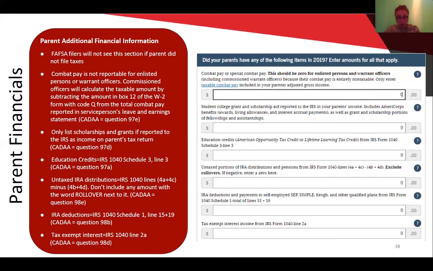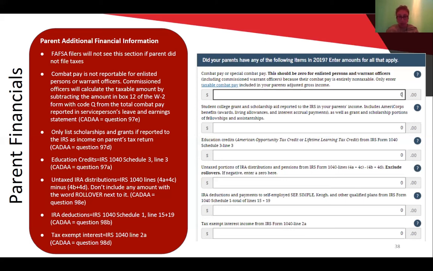Okay, moving on to the next question related to education credits. This is a fairly common income that we see reported on parents' tax returns. And if that's the case, you want to locate your parents' Schedule 3 and locate line 3. If there is an amount reported there, then you want to enter it under education credits. If the amount is blank or 0, you enter 0. If your parents did not file a Schedule 3, you enter 0 as a response.